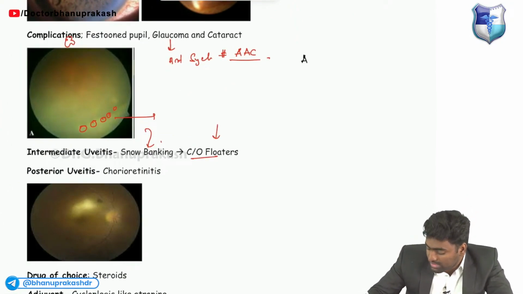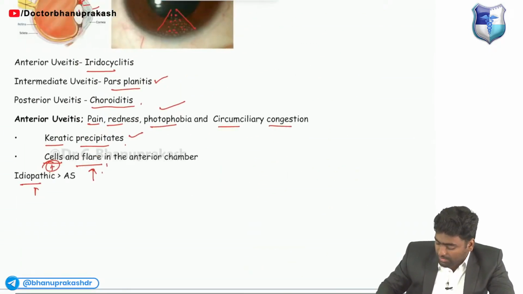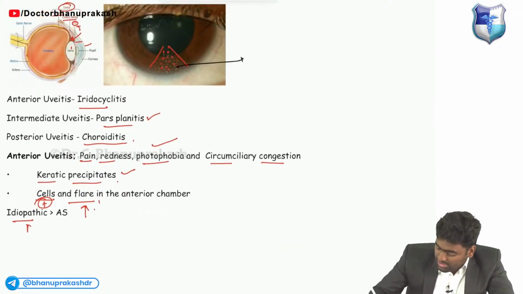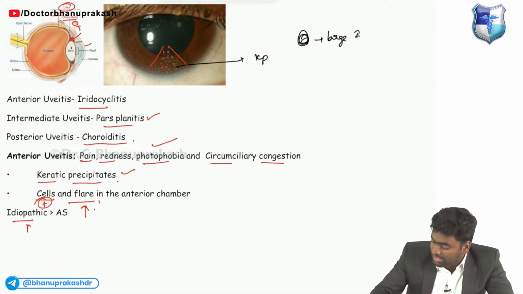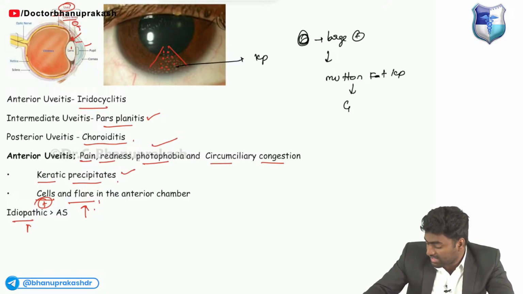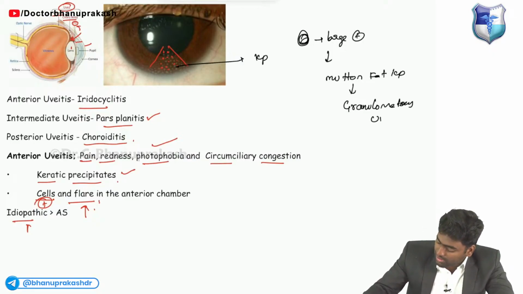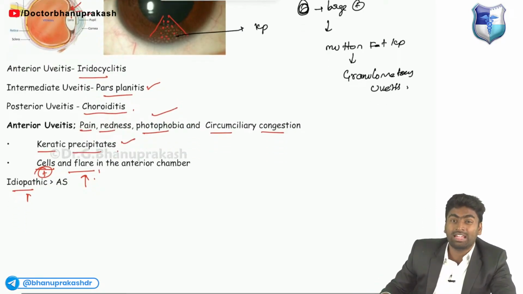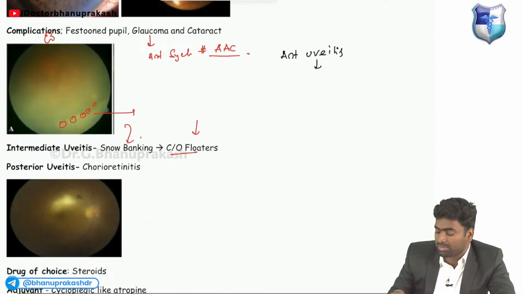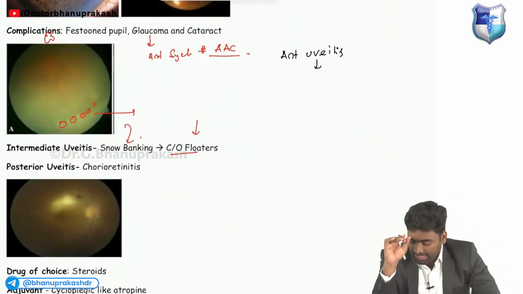And one more thing about this anterior uveitis. In the case of anterior uveitis, you see this type of small precipitates, known as KPs. Whereas if they are large, they are known as mutton fat KPs. They are classically seen in granulomatous uveitis. For example, TB, syphilis, and leprosy will be causing this granulomatous uveitis.